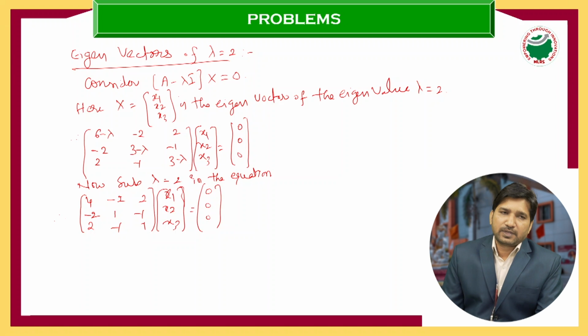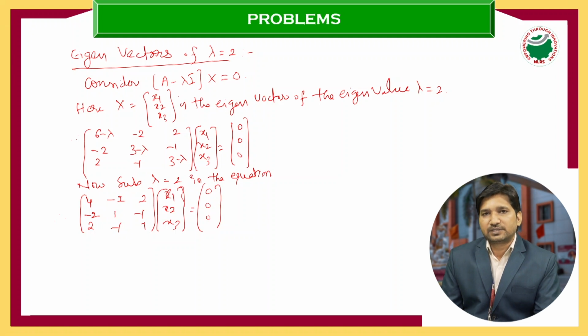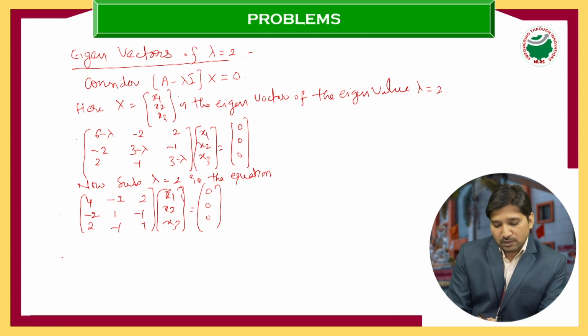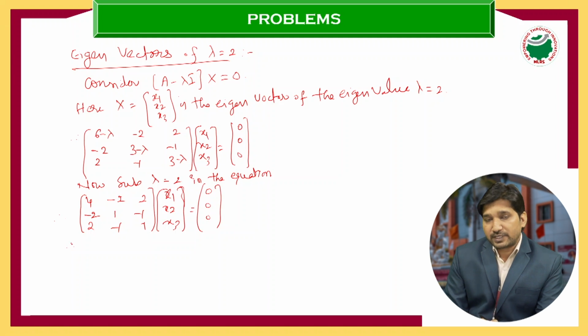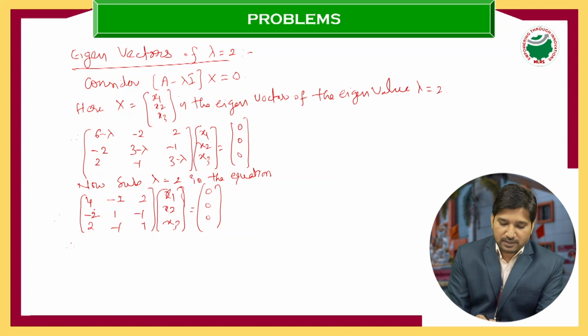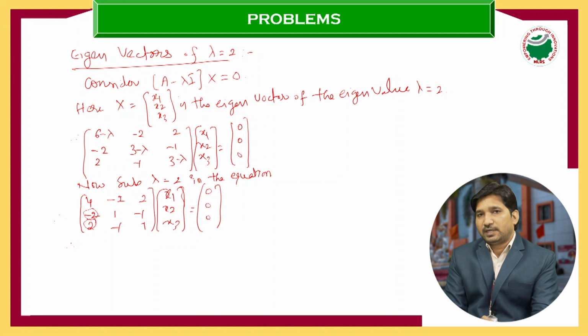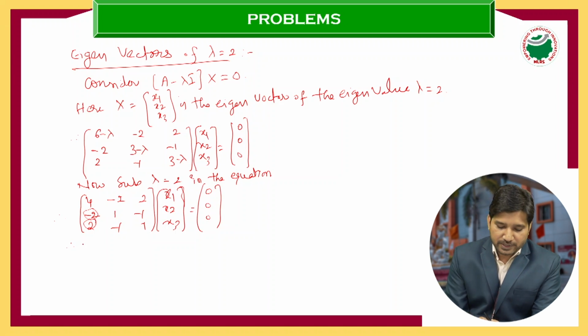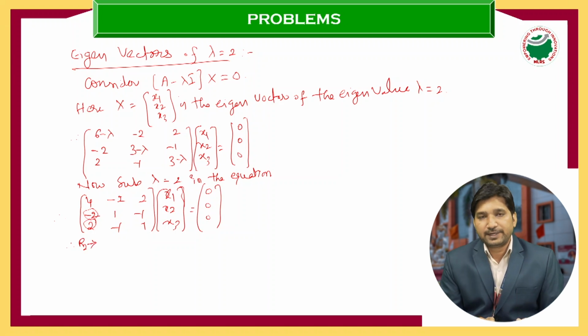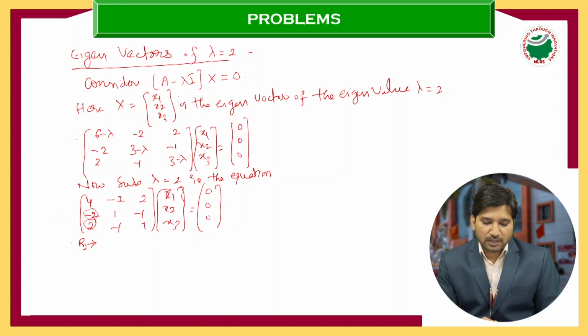This is the system after substituting lambda equal to 2. By using row transformation, we convert it into echelon form, and then we will find the eigenvectors. Using row transformation, we make the entries zero in row 2, which has minus 2, 2. By applying R2, multiply row 2 by 2 and add row 1.